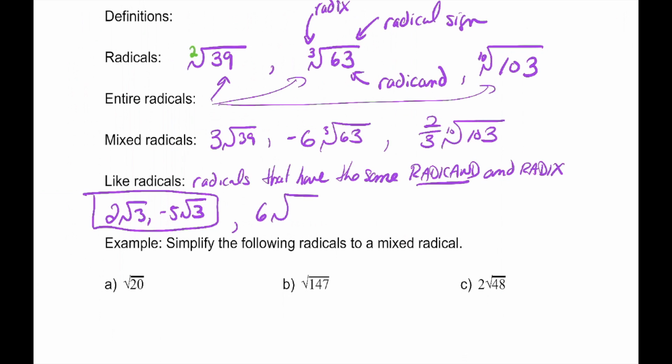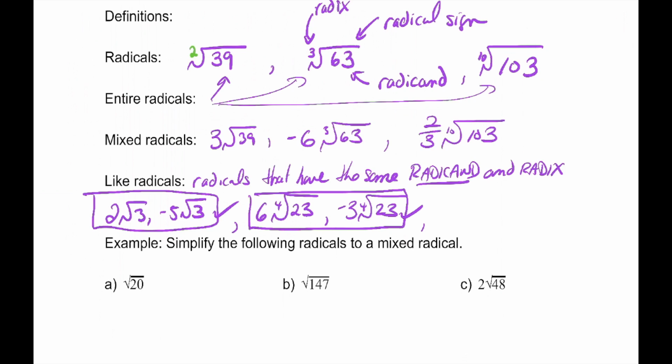Another example might be 6, the fourth root of 23, and negative 3, the fourth root of 23. So again, these two are like radicals because the radix is the same and the radicand is the same.